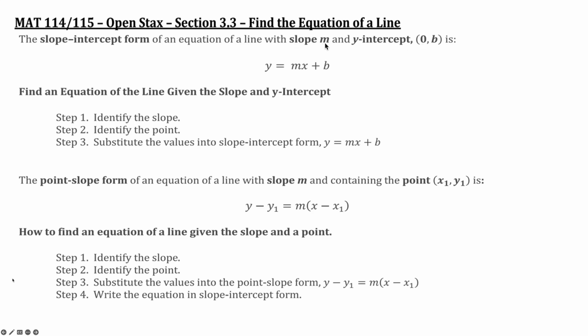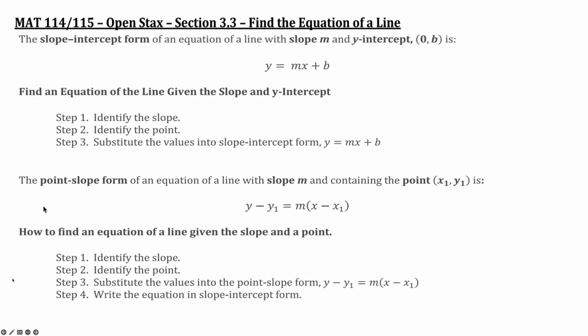Our slope is m, that's going to be the value multiplied by x. So to write this equation, you identify or find your slope, you find your point, your y-intercept, and then you substitute the values into our equation. So again, this equation of a line has to go through the y-axis at 0, comma b. So it's very restrictive. It has to start on the y-axis.